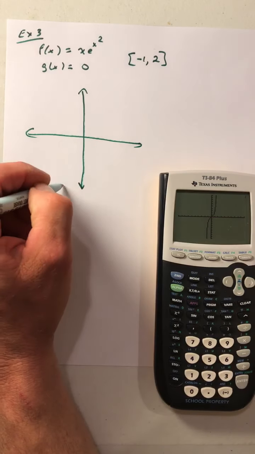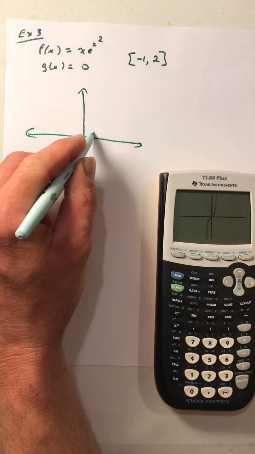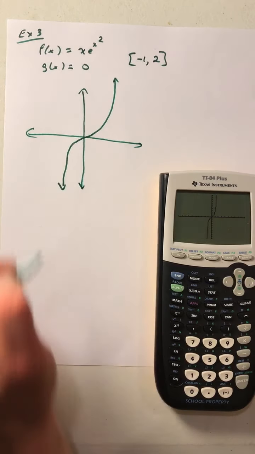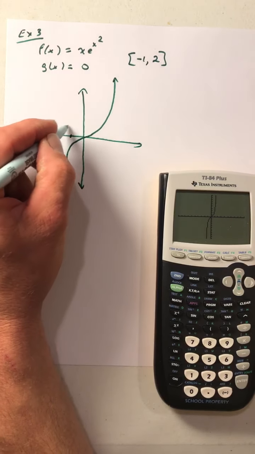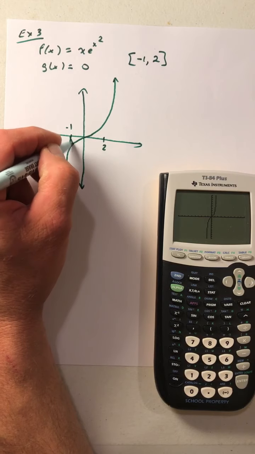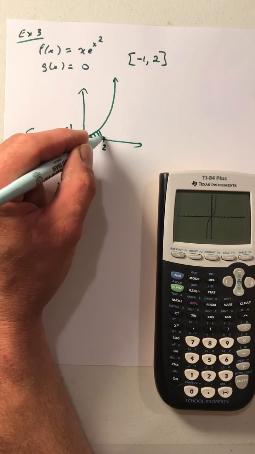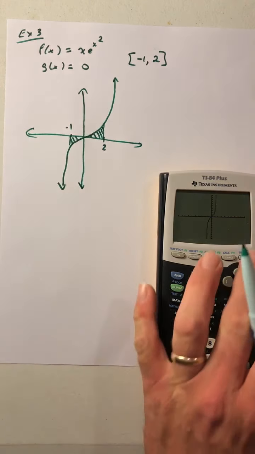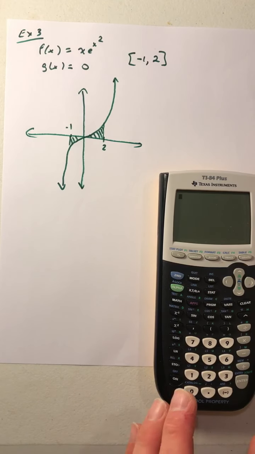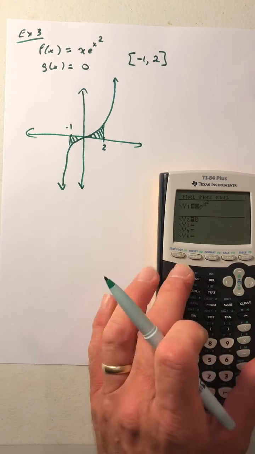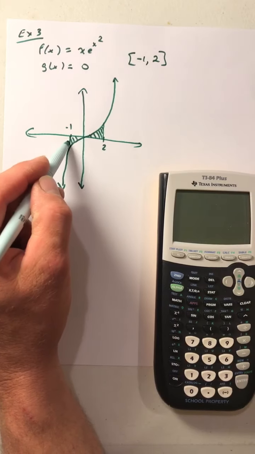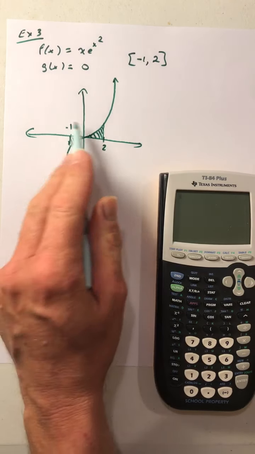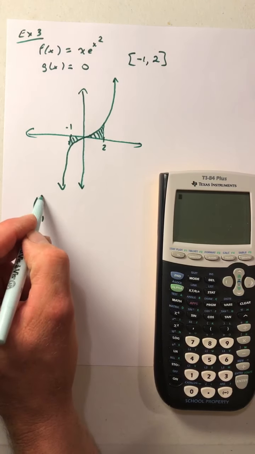This is an interesting graph, I think. Kind of looks like a cubic. And we're going from -1 to 2. So here's 1, -1, here's 2. We're going to set up our integration. Again, I want to see the graph. I want to see your integral set up.